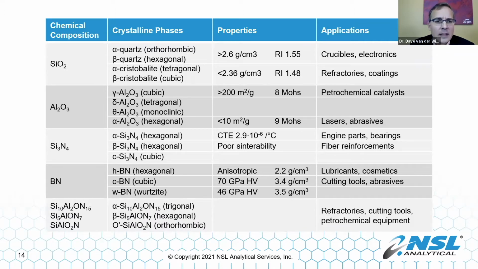And then I mentioned the silicon aluminum oxynitrides. Here, in this case, the different crystalline forms of this material are the result of different chemical structures. So unlike these other materials that have identical chemical structures, these different phases have different chemical structures. So again, they lead to a wide variety of different applications, from petrochemical equipment to refractories and cutting tools.